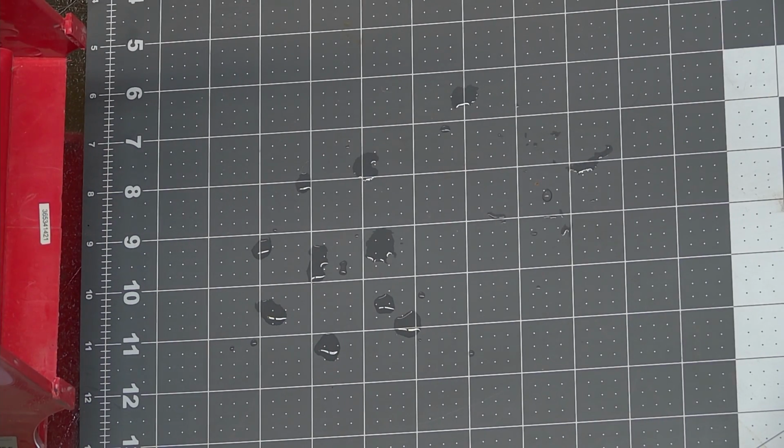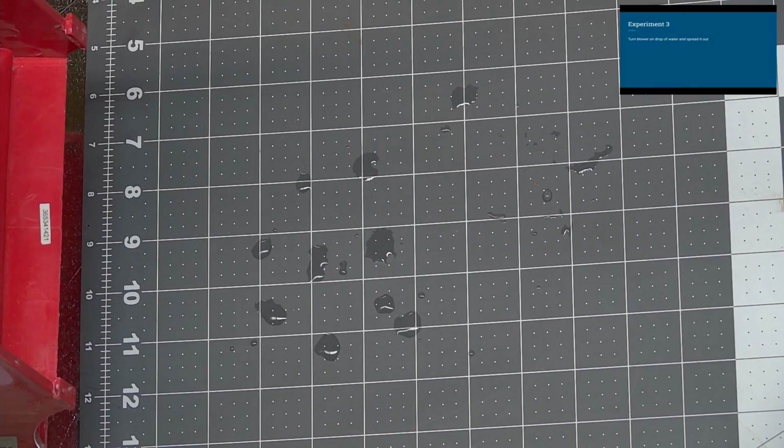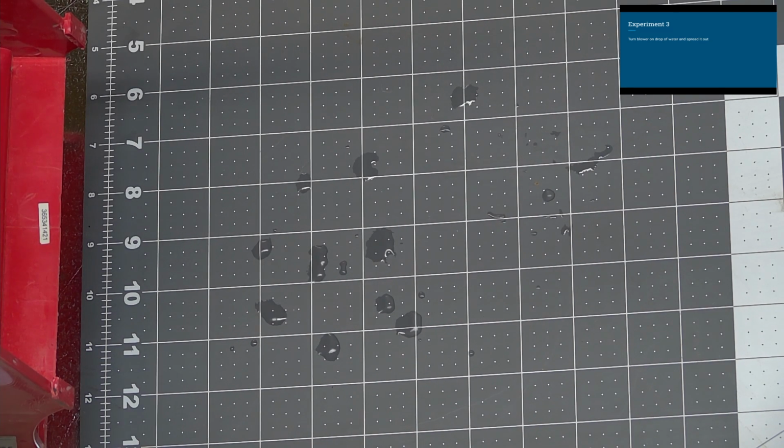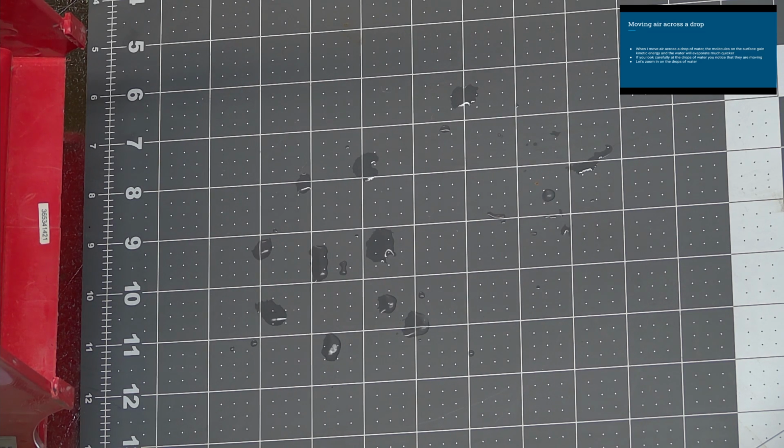Okay, so we're going to zoom in on this water. And you'll see that when I turn on the fan here, look, the water is moving. We're adding kinetic energy right now to that water, and we're making it evaporate much quicker. When I move air across a drop of water, the molecules on the surface gain kinetic energy and the water will evaporate much quicker. If you look carefully at the drops of water, you'll notice that they are moving. See them moving?